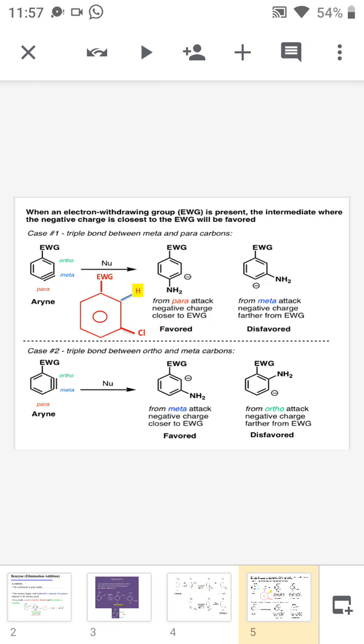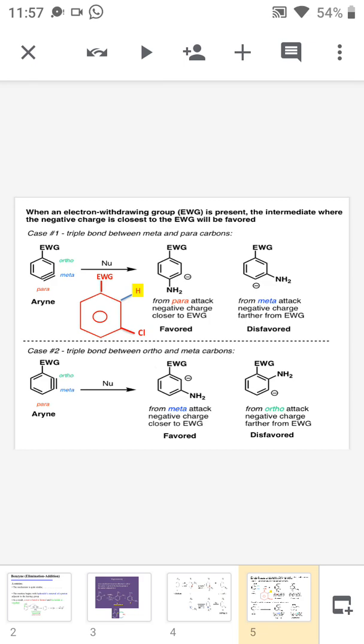Now we are moving to the top of the slide. Here also a benzyne intermediate is formed, but this is a most disfavored benzyne intermediate, because it is formed by the picking out of the hydrogen which is less acidic. That's why it is not the preferred benzyne intermediate.